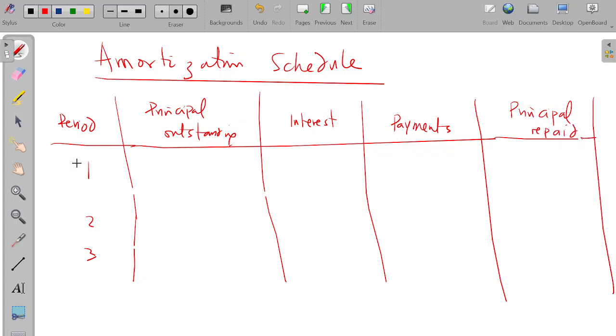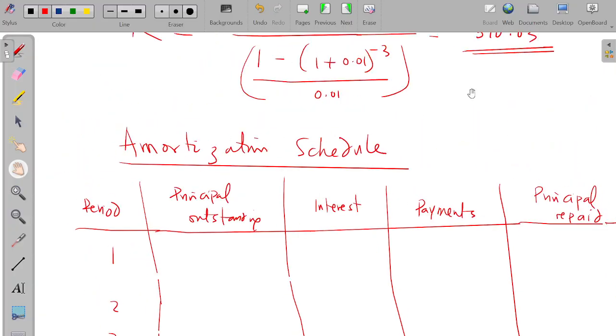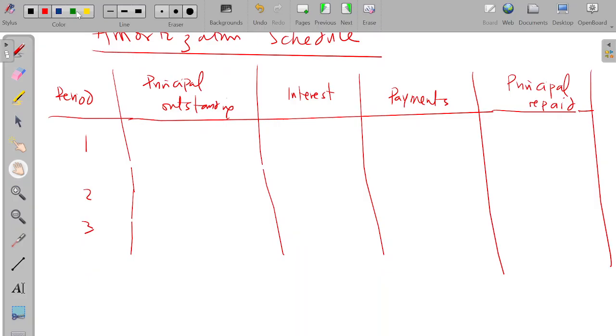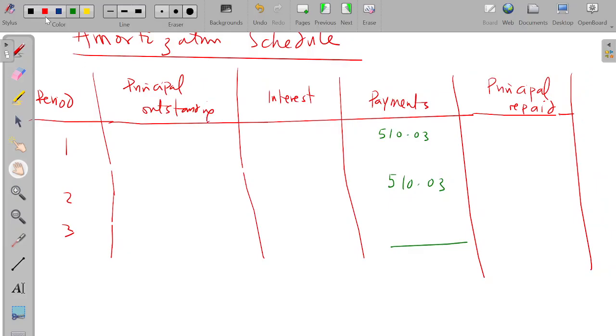When you calculate your payment, this payment is everything. You can just populate this first. You continue to pay that payment until the last one. For the last one, you leave it blank because we need to calculate that.